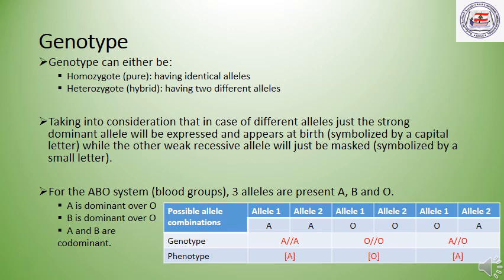For the ABO system, which codes for blood groups, three alleles are present, A, B, and O. A is dominant over O, B is dominant over O, and A and B are codominant with respect to each other. A small application is shown in the next table.